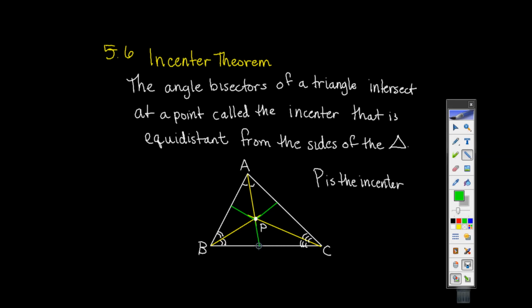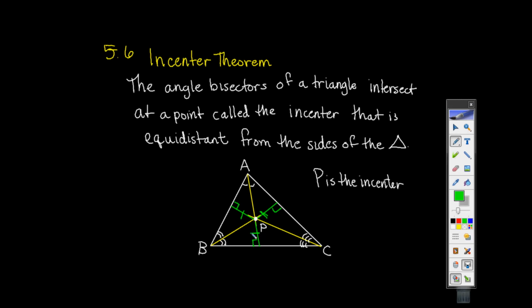So the actual lines that make it are not equal, like the yellow. But the green are. It's because of that angle bisector theorem. Does that make sense? Does that meet dead center? No, only in an equilateral triangle.